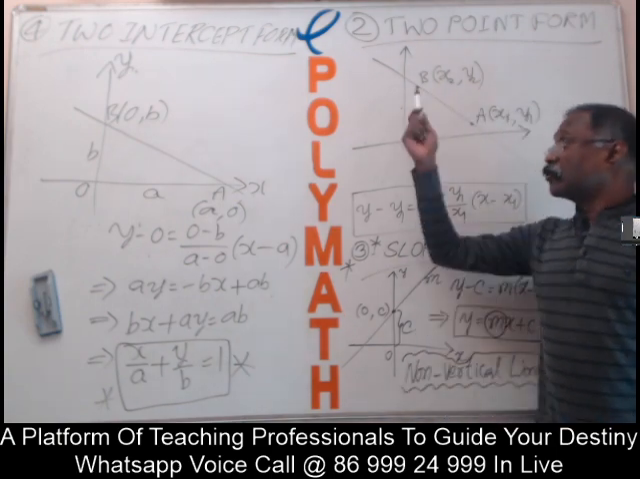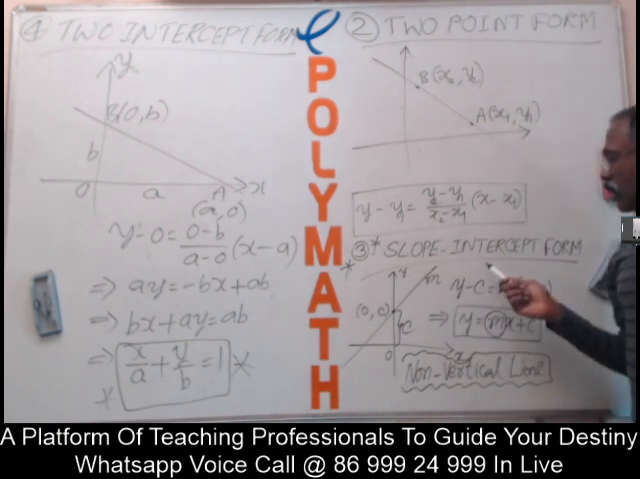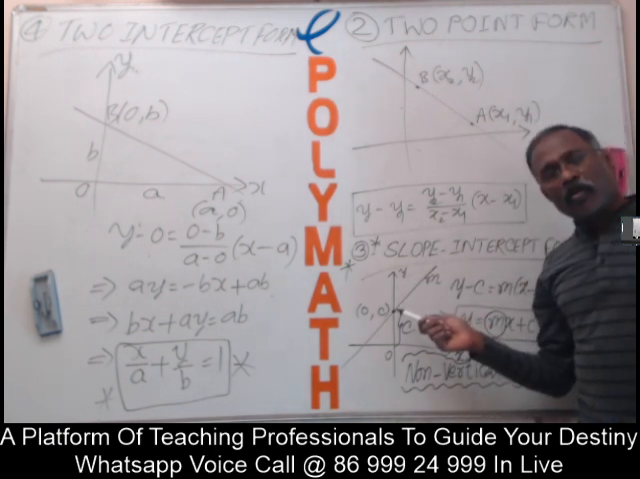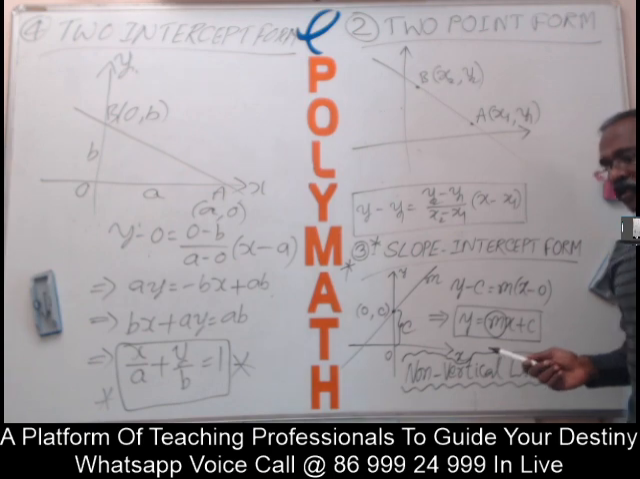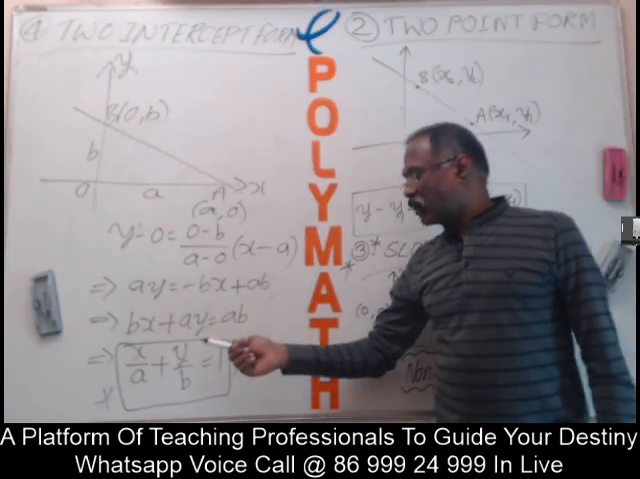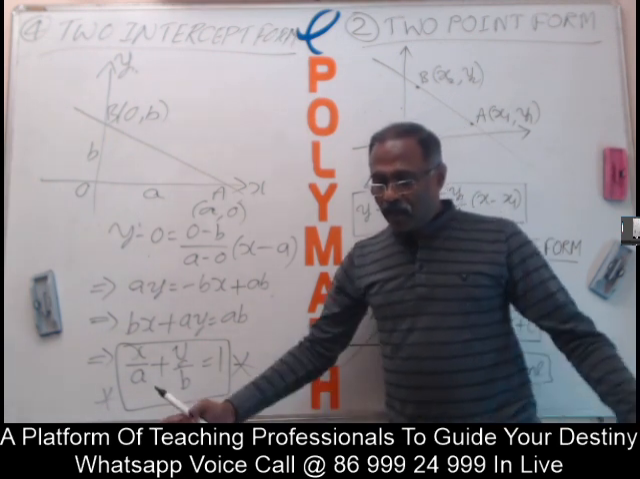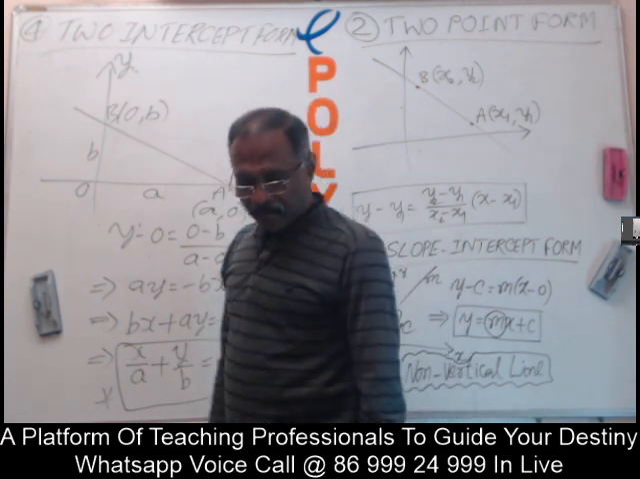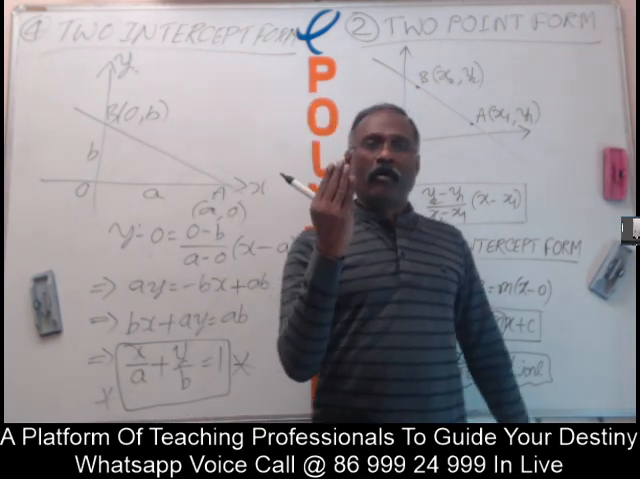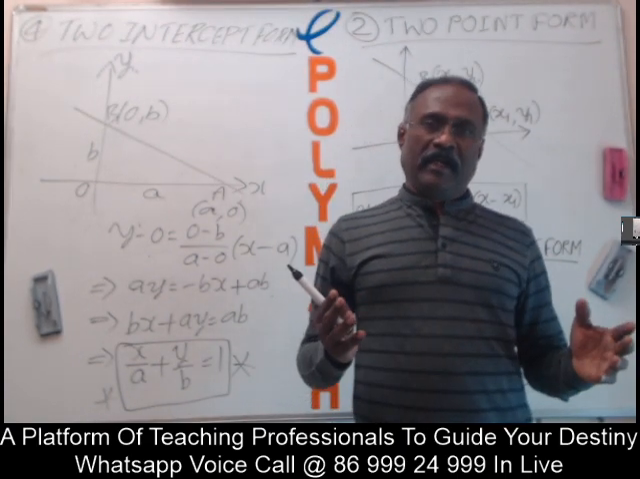In the second form, 2-point form, we replaced m with y2 minus y1 by x2 minus x1. In the third form, we used again the slope point form only. We got it as y is equal to mx plus c. Finally, we have also used the 2-point form, and we have got the answer to be x by a plus y by b is equal to 1. These are the 4 different forms of the equation of a straight line.